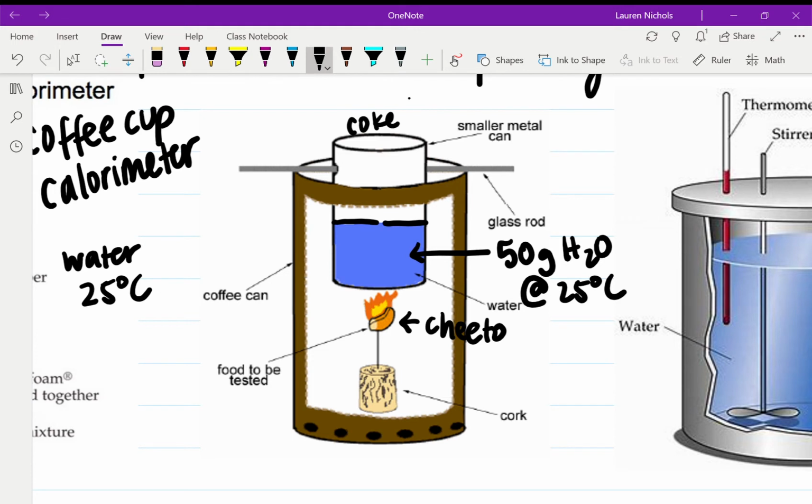Well, what we do is we measure the temperature. We would put a thermometer in here, and we would measure the temperature as we light the Cheeto on fire, because we know that the Cheeto has energy in it. We eat food in order to get energy. And so we light it on fire and as it burns, it releases the energy inside of that Cheeto, and the water is absorbing the heat. So the temperature is going to go up. The highest temperature it reaches would be our final temperature, and we can use our Q equals M times C times delta T formula to help us figure out how much energy is released by the Cheeto.